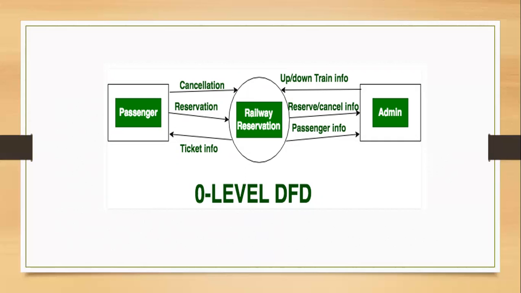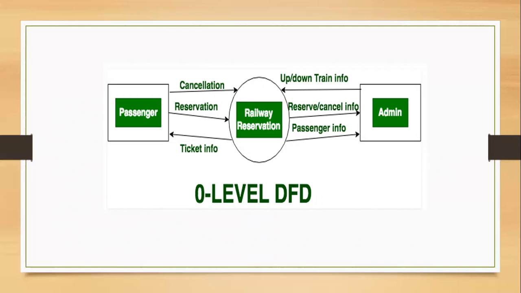When the passenger gets the ticket information, if it is not suitable for that passenger, he cancels that particular booking. So the cancellation request is again done with the railway reservation, and then the admin will cancel that reservation.